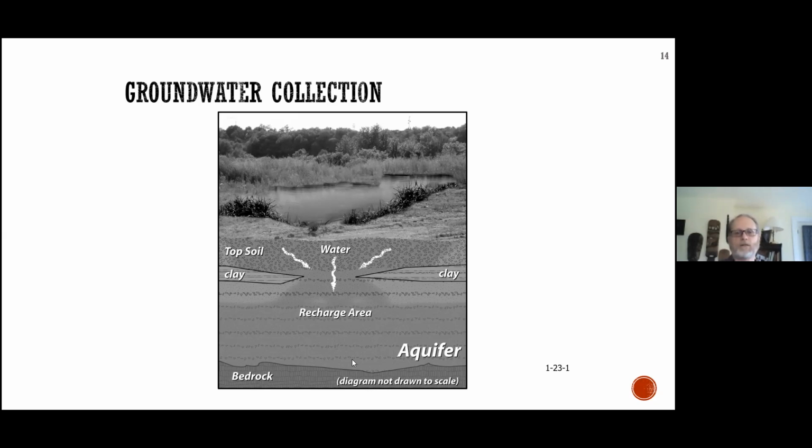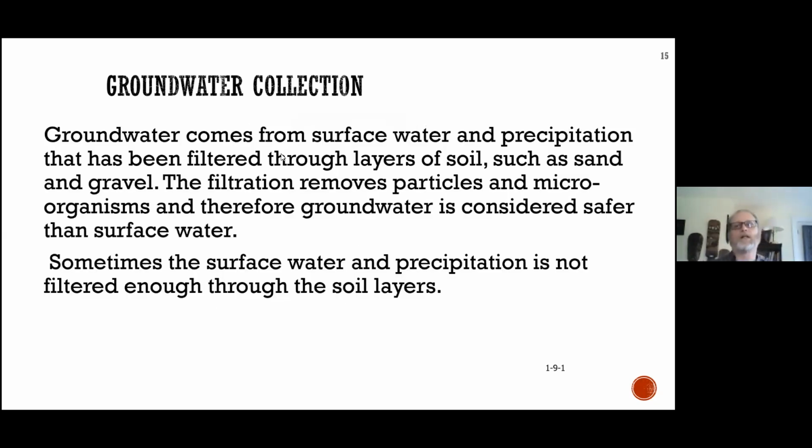A bored well would move through the topsoil, the clay, into the sediment soil, and the same thing, allow for water to move through. But if we're going to go into groundwater below a bedrock, then we're talking about drilling a well, and we'll talk about that in a minute.